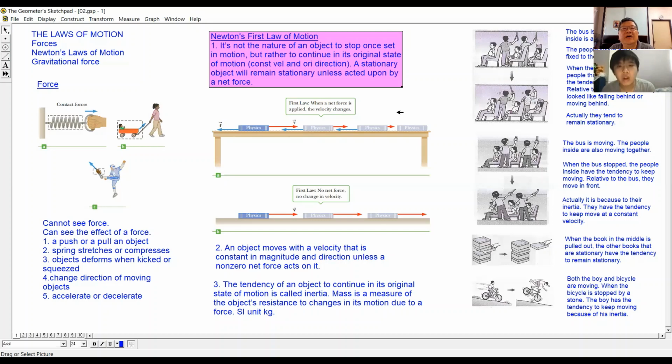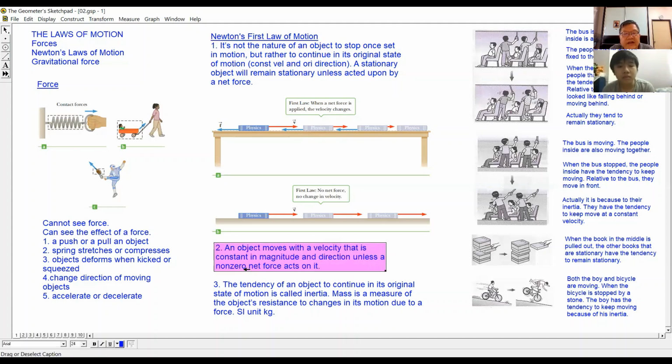It's not the nature of the object to stop once set in motion, but rather to continue in its original state of motion. A stationary object will remain stationary unless acted upon by a net force. Okay, right. Now the next one. An object moves with a velocity that is constant in magnitude and direction unless a non-zero net force acts on it. Okay, right.